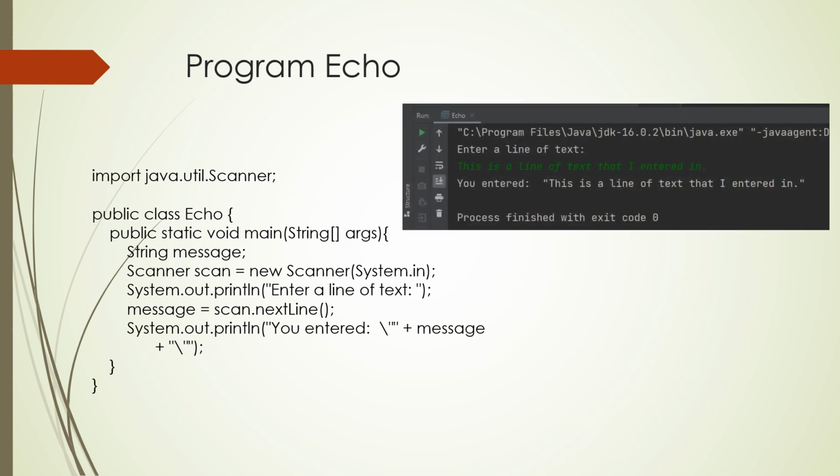So the output will read, enter a line of text. The user will type in an answer. This is a line of text that I entered in. And Java will now print out what was entered. Basically the repeated message. This is a line of text that I entered in.